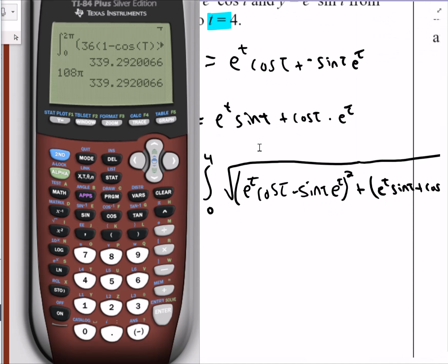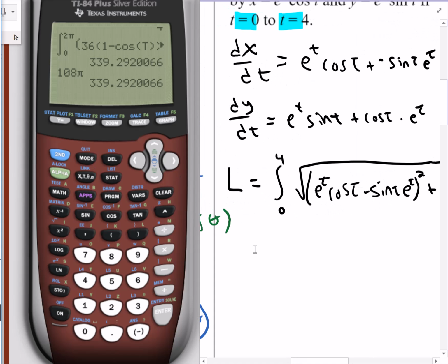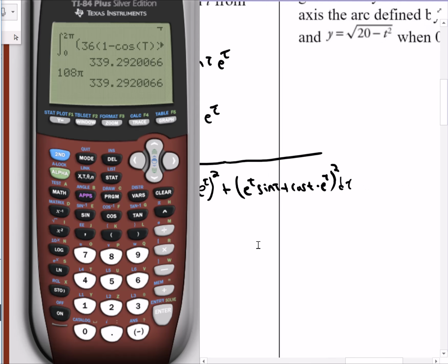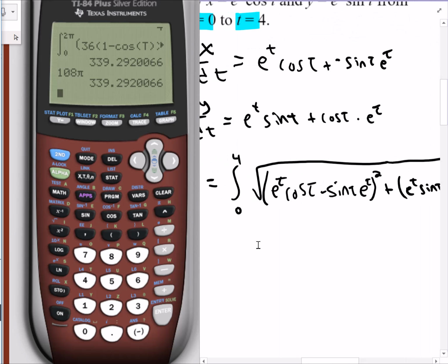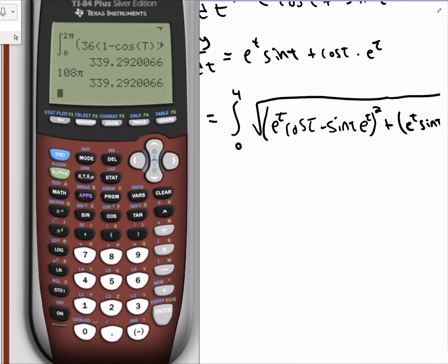So, if you had to do this by hand, it'd be a pain in the butt. If you do it with a calculator, it's pretty straightforward. But if you have to do it by hand, just know that this one's not particularly nice, although I do think I see a way to do it where it's not too bad.